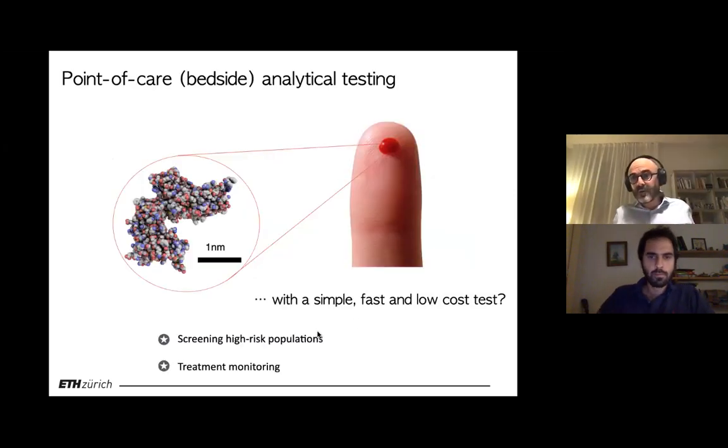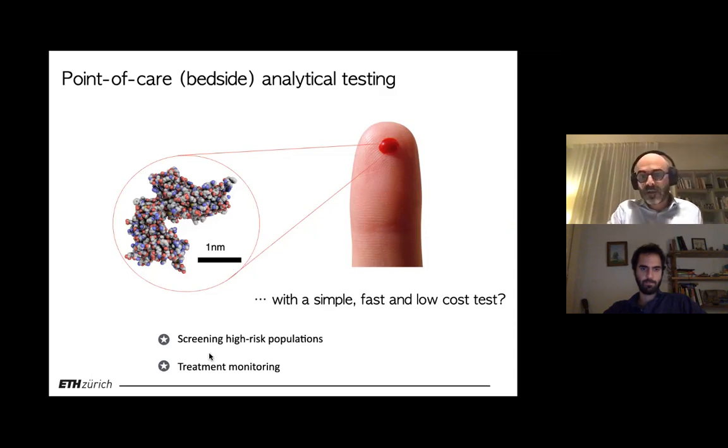And of course, when you are in the middle of a pandemic, there's no need to insist too much on the motivation of having integrated devices that are capable to measure in a fast and cheap way biomarkers in a given sample. Of course, the pandemic is not the only motivation for having these sensors. And in fact, many years ago, people already thought about the possibility of having this device for two main applications.